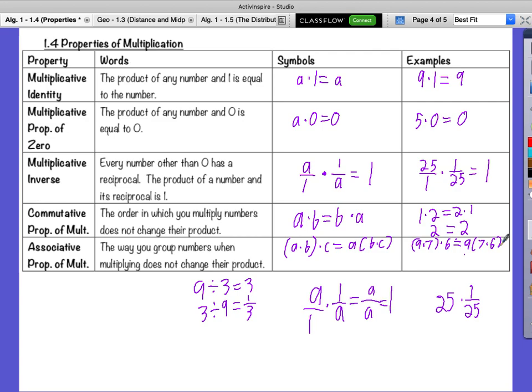So which one we do first is what's going to change here. The order of the numbers did not change. Where the parentheses are is what changed. So on this left side, we would do 9 times 7 first. What is 9 times 7? 63. And now we take that times 6. On the other side we do the 7 times 6 first. What is 7 times 6? 42.